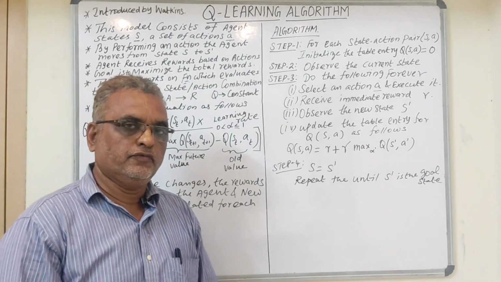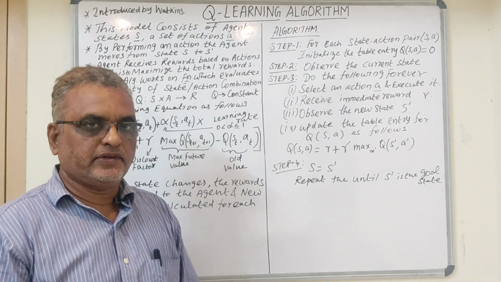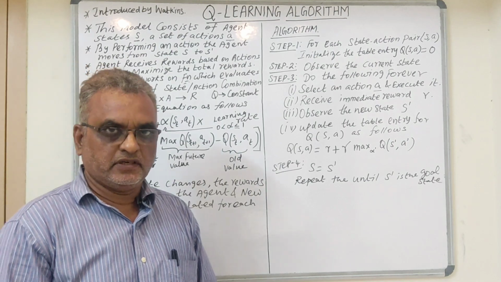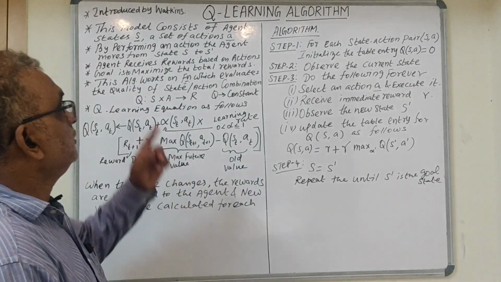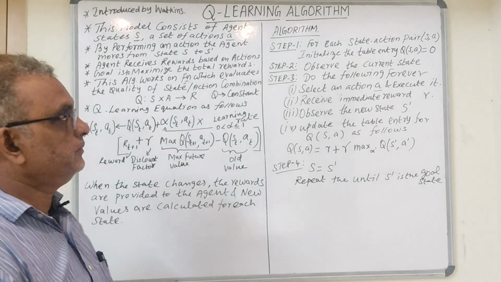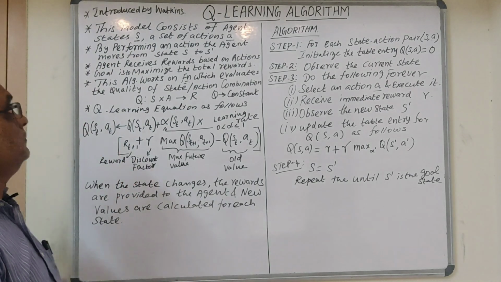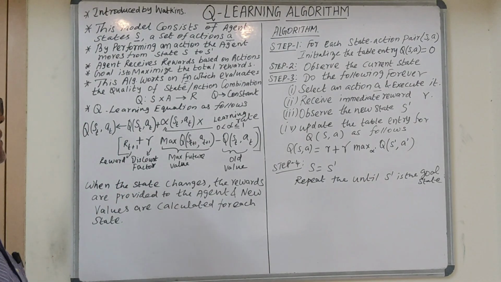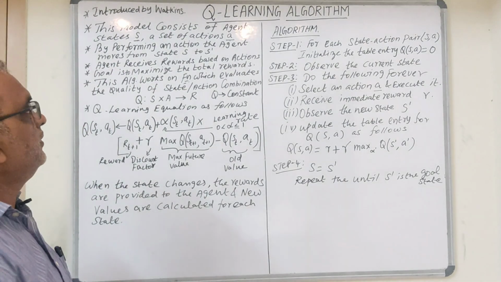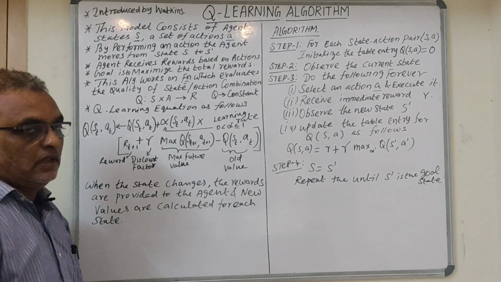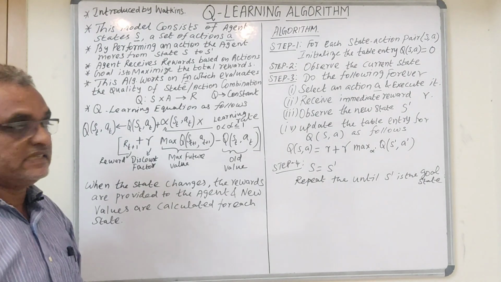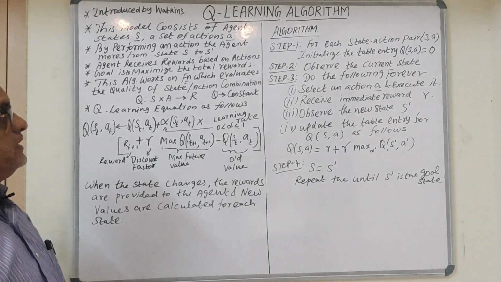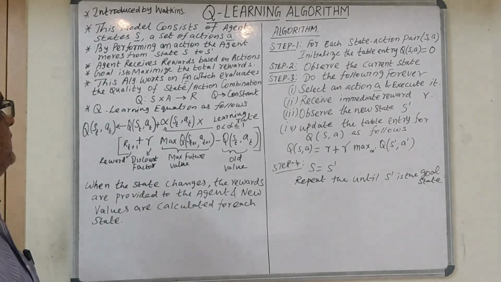In this video, we are going to discuss another very important concept from machine learning, that is the Q-learning algorithm. This algorithm was introduced by Watkins. This model consists of an agent, a number of states S, and a set of actions A.